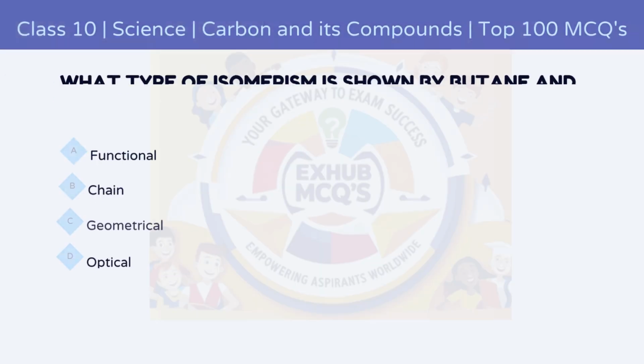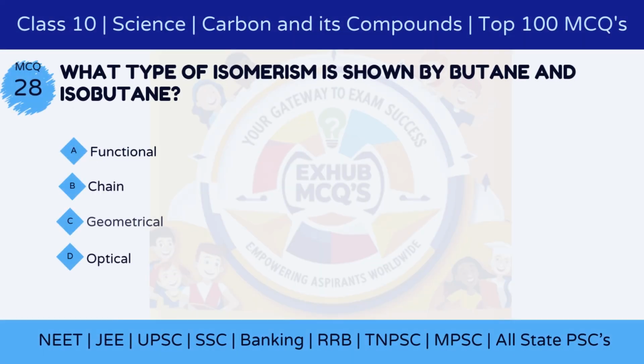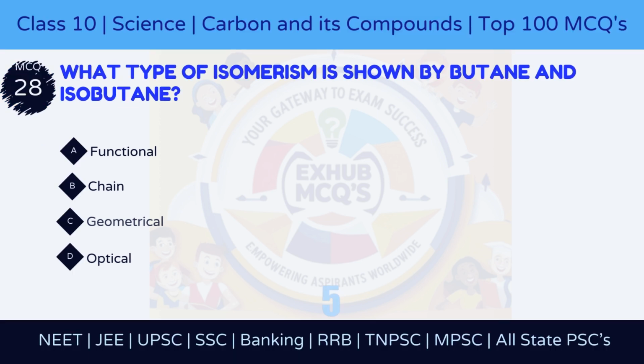MCQ 28. What type of isomerism is shown by butane and isobutane? Option A, functional isomerism. Option B, chain isomerism. Option C, geometrical isomerism. Option D, optical isomerism.